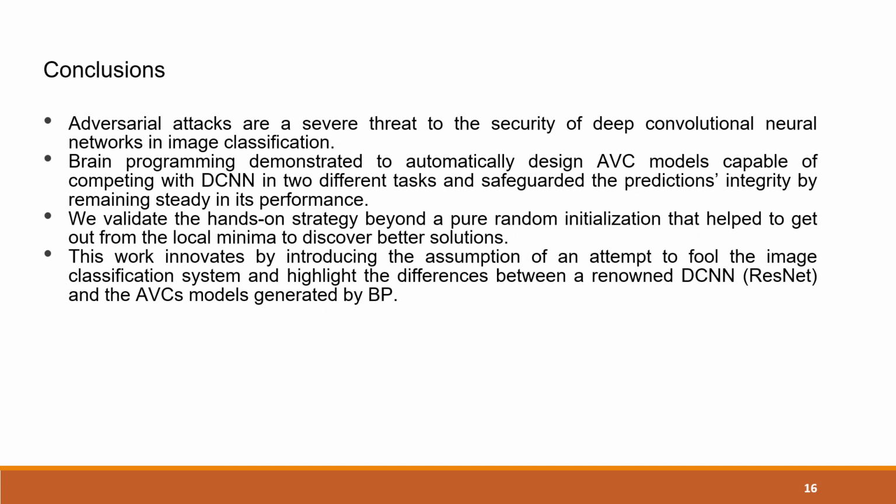As a conclusion, we observe that adversarial attacks are a severe threat to the security of deep convolutional neural networks in image classification. Also, brain programming demonstrates that it can automatically design ABC models capable of competing with DCNNs in two different tasks and safeguard the prediction's integrity by remaining steady in its performance. Additionally, we validate the hands-on strategy beyond a pure random initialization, which helps to get out of local minima to discover better solutions. Finally, this work innovates by introducing the assumption of an attempt to fool the image classification system and highlights the difference between a renowned DCNN, ResNet, and the ABC models generated by brain programming. Thanks.